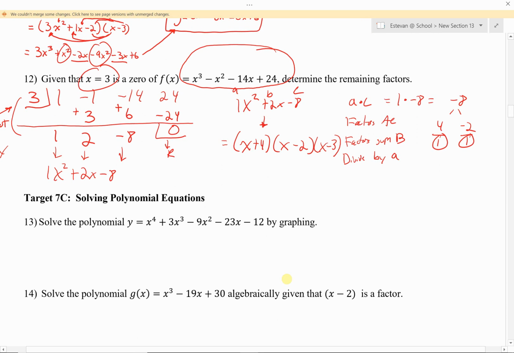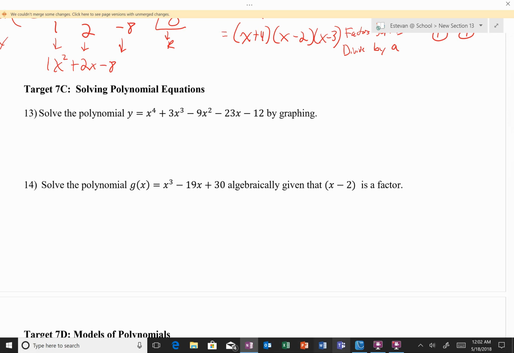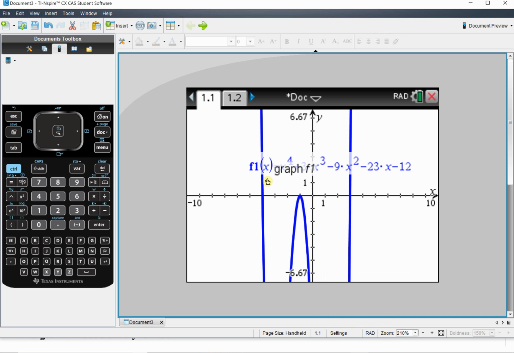13. Solve the polynomial y equals x to the 4th plus 3x cubed minus 9x squared minus 23x minus 12 by graphing. So I already have this set. All right, so this type of equation, just right here. To find it, hopefully we all know how to graph it.